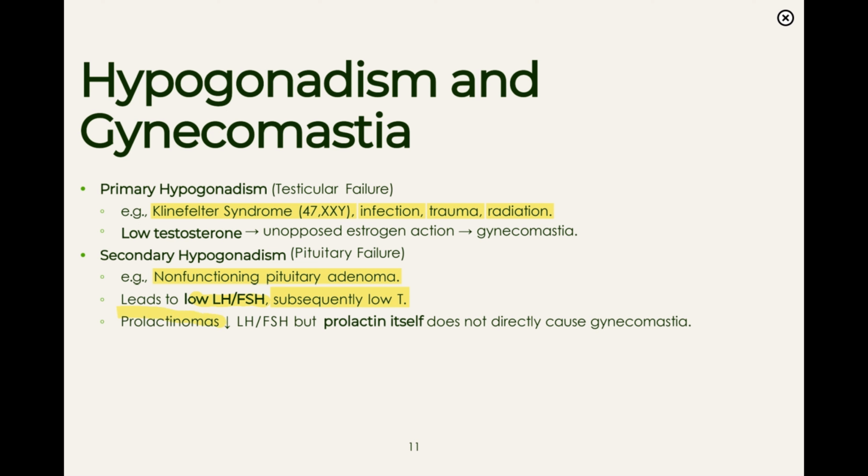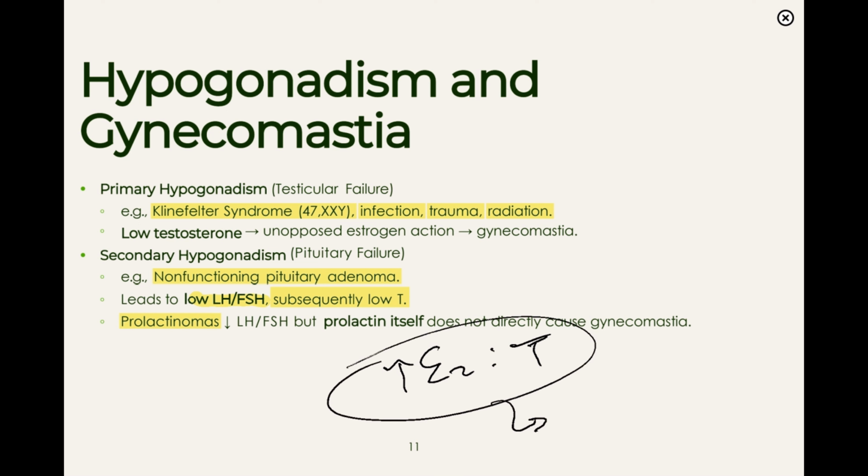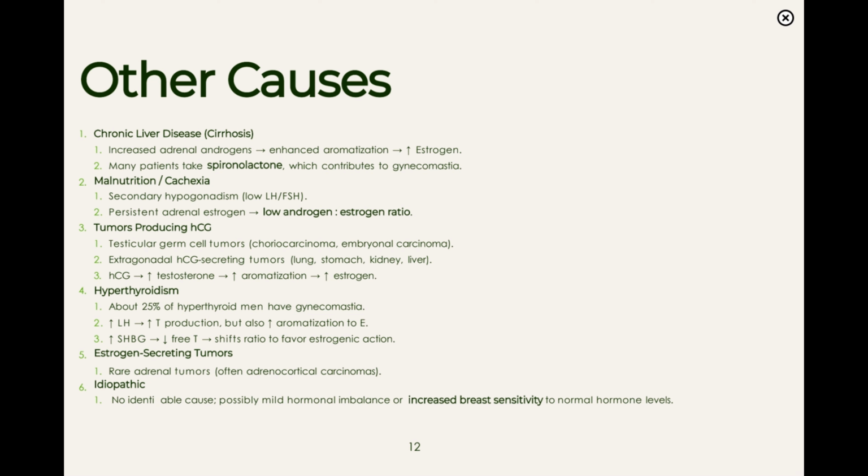Another case in point will be prolactinomas, which are a functional pituitary adenoma, where low LH and FSH, which are the gonadotropes, results in low testosterone as well, which subsequently leads to a disproportionate increase in estrogen to testosterone in the breast tissue, promoting gynecomastia as well. So there are some other causes, and we'll look at the pathophysiology of that as well.